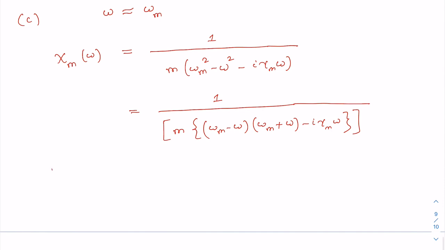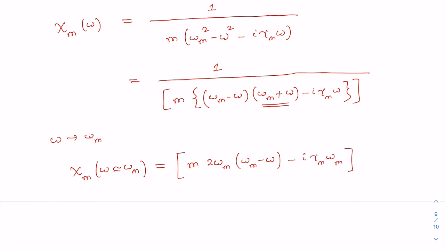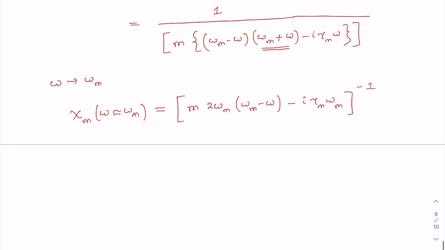Now at resonance, as omega tends to omega m, I can write this expression chi m of omega at omega m as m into this. Omega is nearly equal to omega m, so let me write it as twice omega m, and it is not exactly equal to omega m, so let me retain this term, it is not zero. And then I have here i gamma m omega m, and to the power minus 1. So this is what I have.